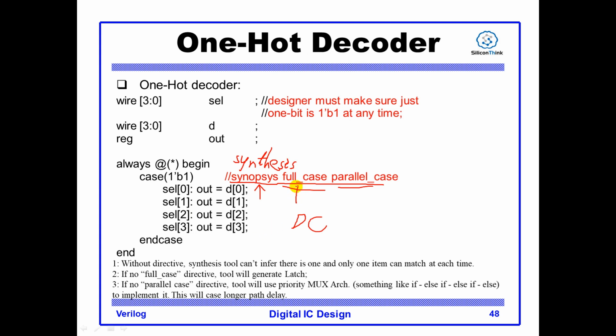So the full case is a must, and parallel case is better. If you miss parallel case, it will synthesize to compilation logic, but this will give you the priority mux architecture. Okay, not parallel mux. That is, you will get something like if else, if else, if else, if. The muxes are cascaded together.